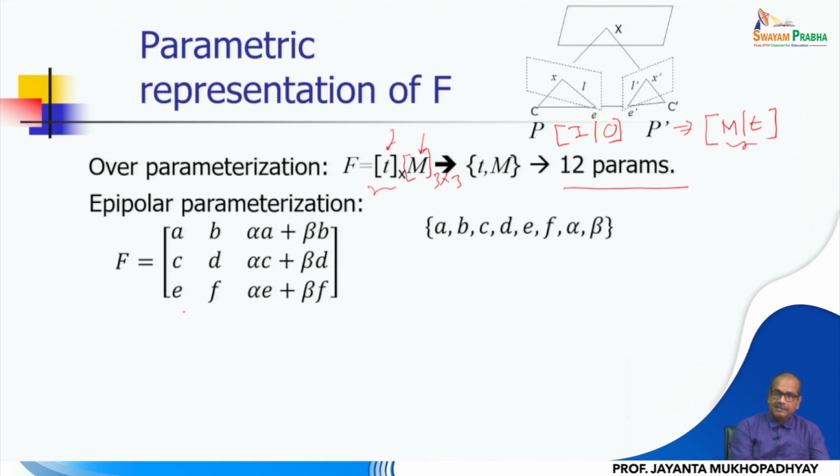Because from the determinant's property, the third column is a linear combination of the first two columns. So as you know, if that happens, then the determinant would be equal to 0, which satisfies this property.